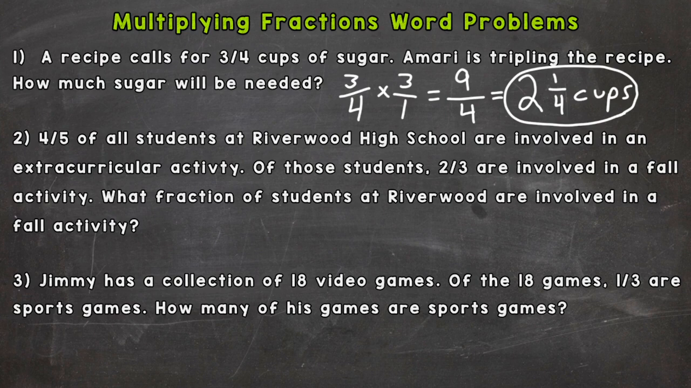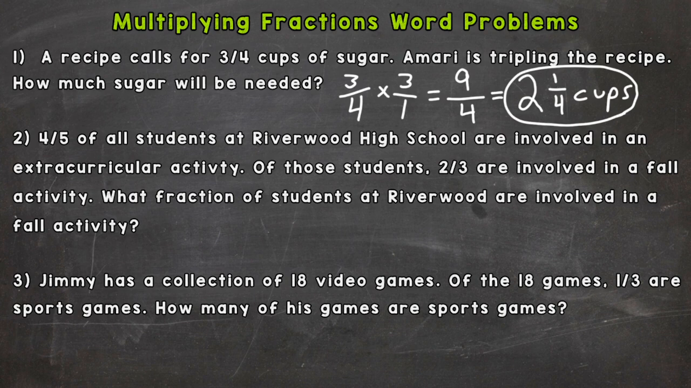So that example here would be a repeated addition type of multiplication problem, right? We needed 3/4 and we were tripling it. So 3/4 plus 3/4 plus 3/4, which is just 3/4 times 3. So let's take a look at number 2, and we have a different type of word problem here.